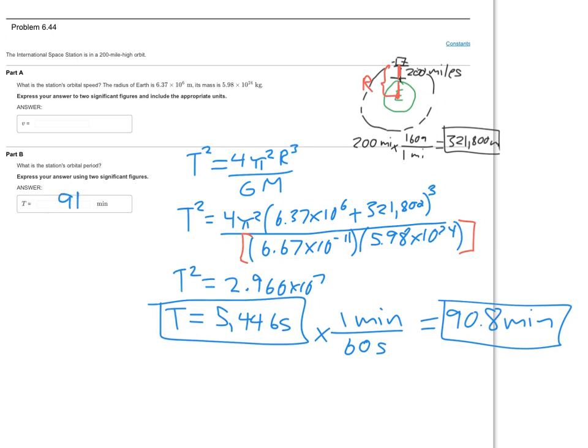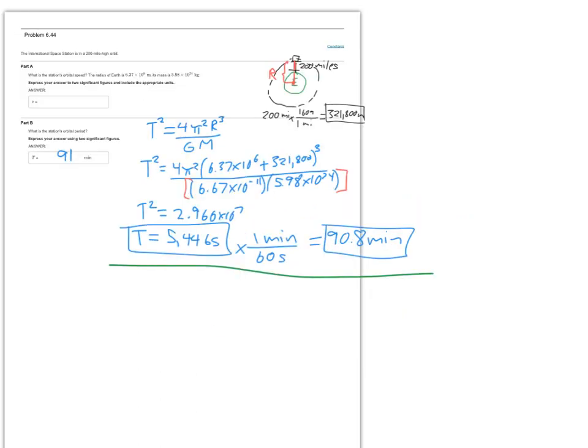And now we can use that information to answer question A, asking about the station's orbital speed. So in order to find that speed, I'm going to use my velocity equation for an object traveling in a circle here, 2 pi r over t.